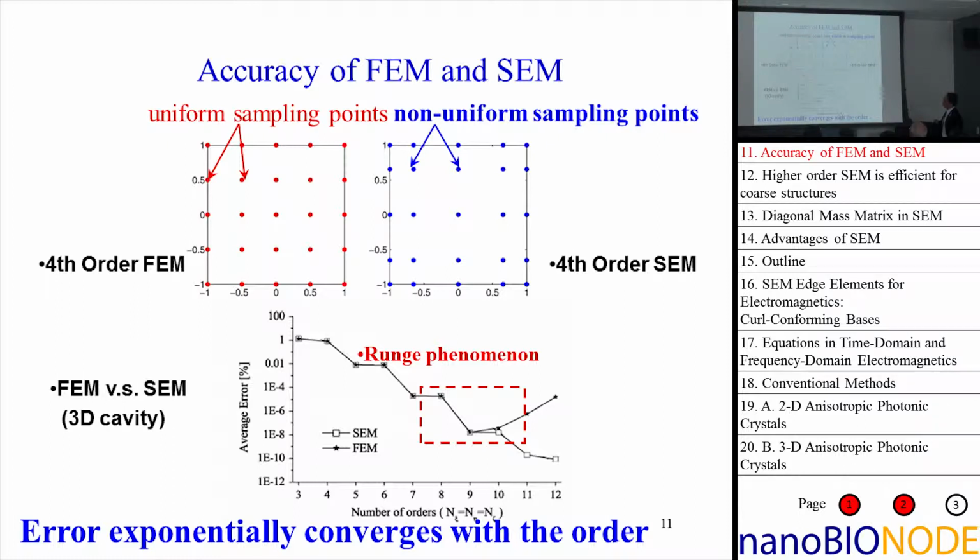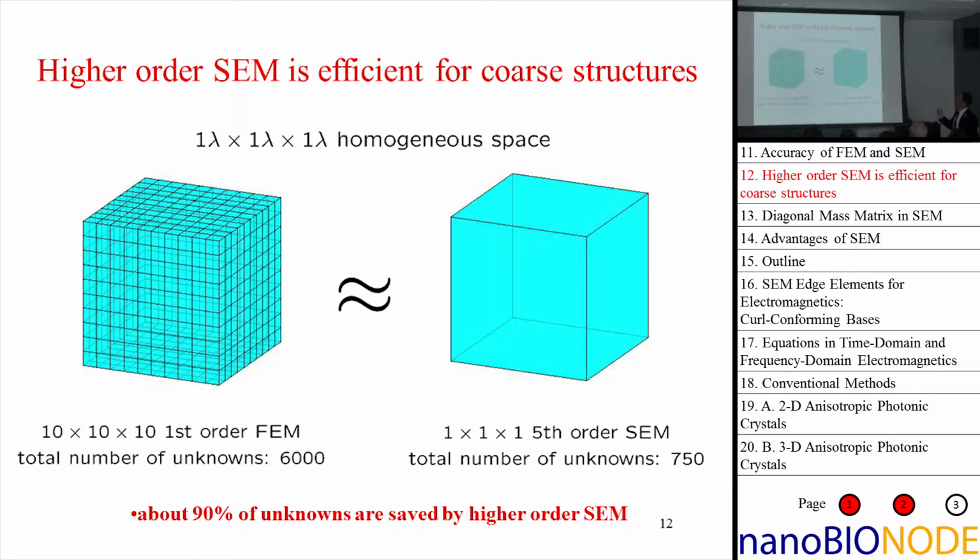If you have uniform distribution, then the error actually would eventually grow with the order. So here we use tensor distribution near the boundaries to remove this so-called Runge phenomenon. With this kind of spectral element method, you can reduce the computational cost a lot.